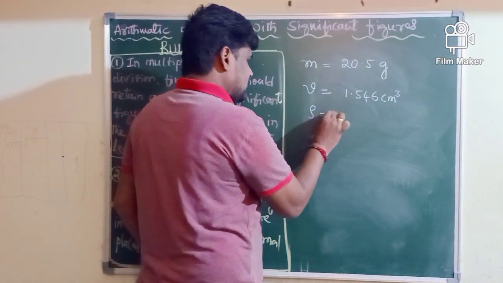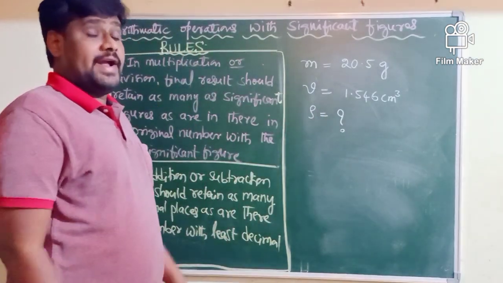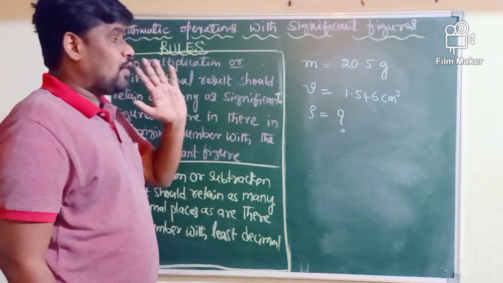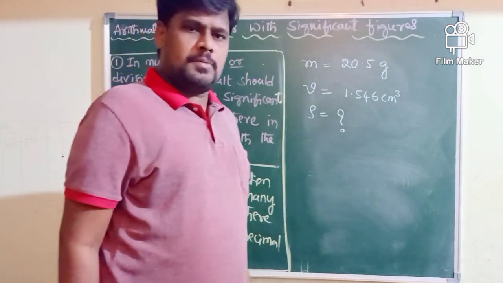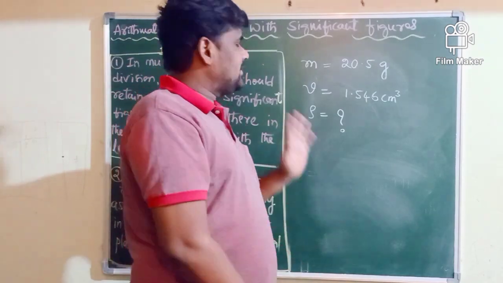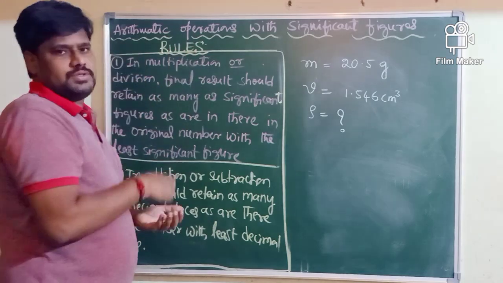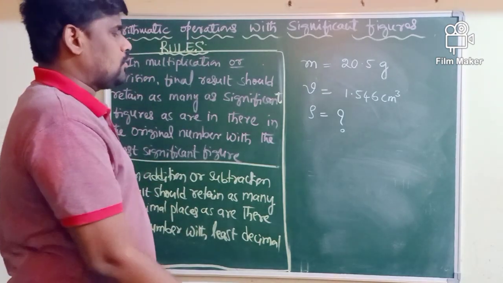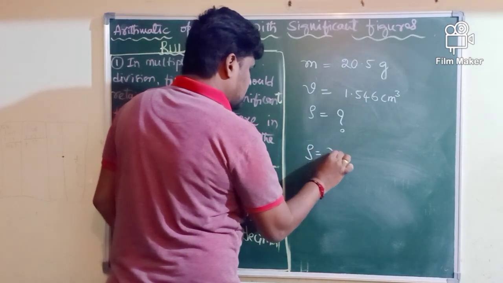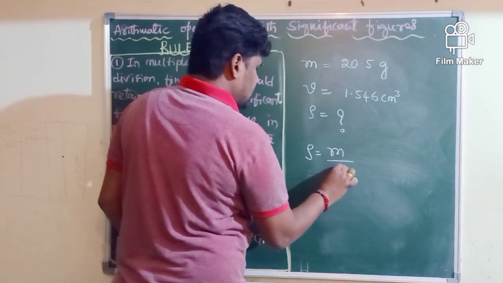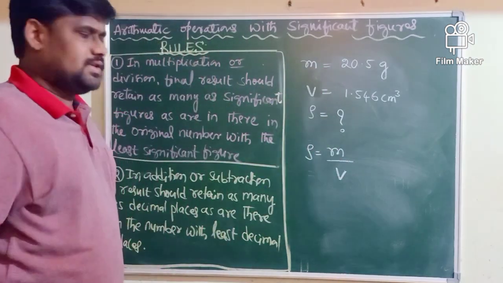Find the density for correct significant figures. Density has to be found out, and that density should have the correct significant figures as per the rules. Okay, what is the general formula to calculate density? Density rho can be calculated by using the formula mass divided by what? Volume. Mass by volume.